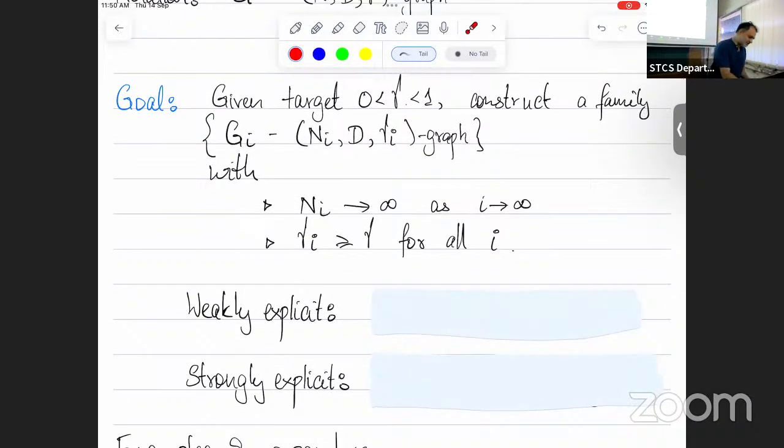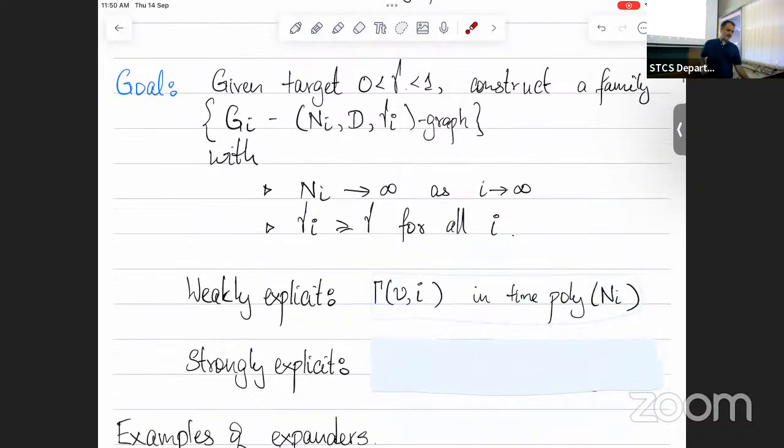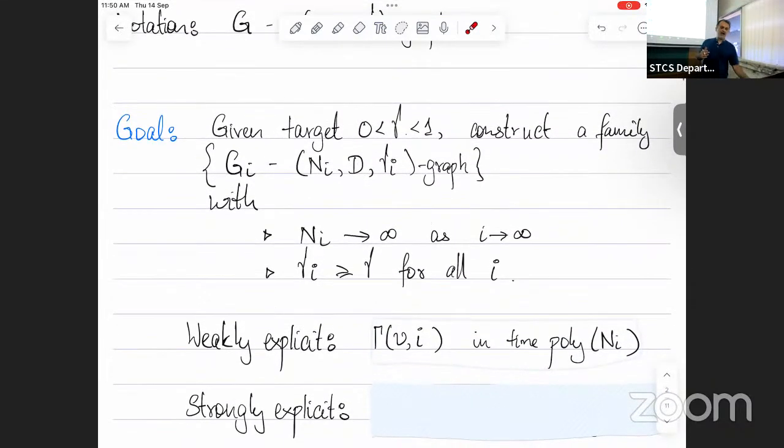The first notion is saying that if I ask you for the ith neighbor of a vertex, I'm going to use the notation gamma(v, i) to indicate this. I give you a vertex v and I give you a particular i between 1 and d, and I ask you to tell me the ith neighbor of v. How much time are you going to take? One option is that I want you to take time proportional to the number of vertices in the graph.